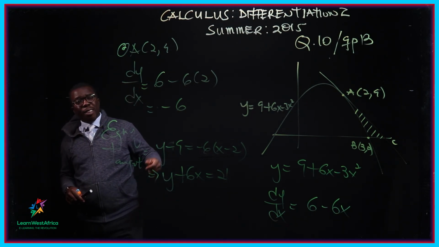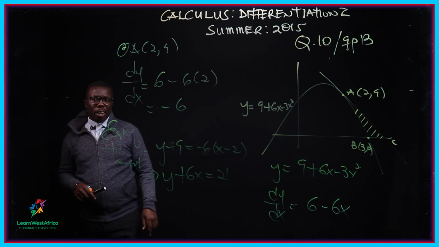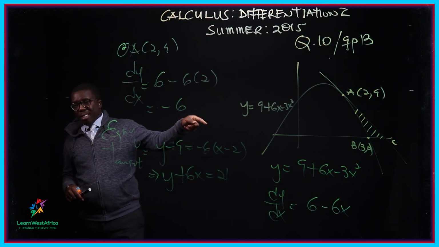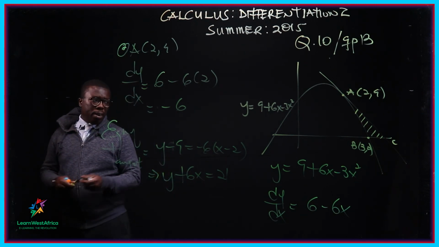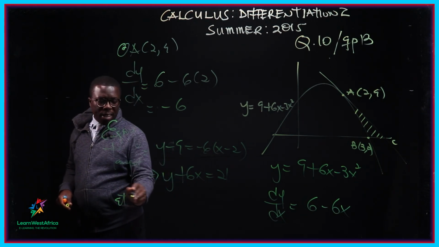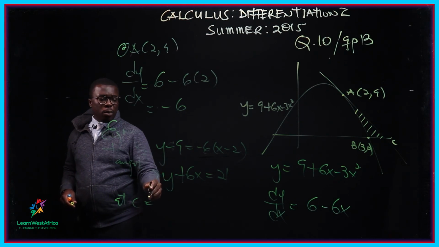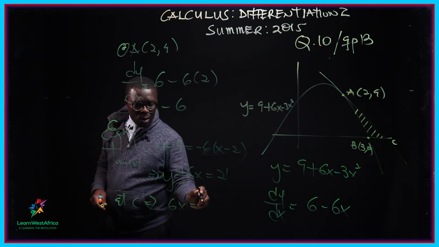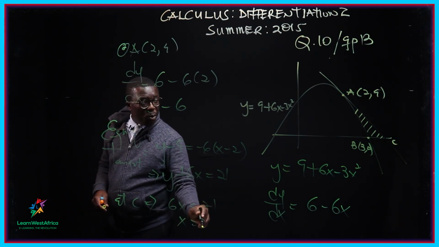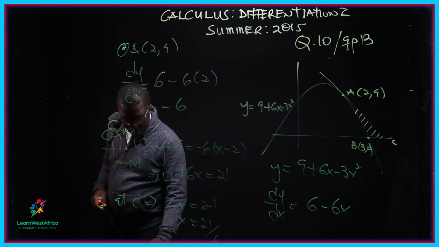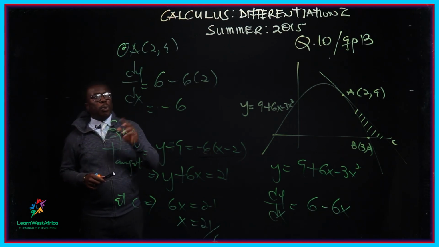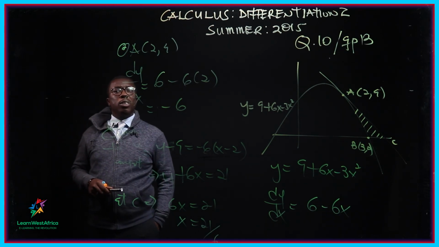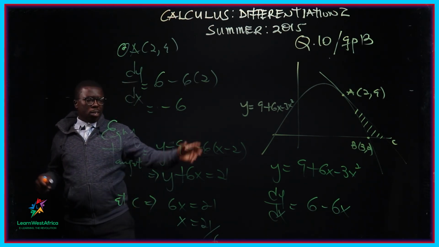The question says we should find the x-coordinate of C. The x-coordinate is on the x-axis, and on the x-axis, y is equal to 0. So at C, y is equal to 0. We can say that 6x gives us 21, and x will be 21 over 6. So that is the (i) part of question 10, QP13, that has an application to tangents as we've just shown.